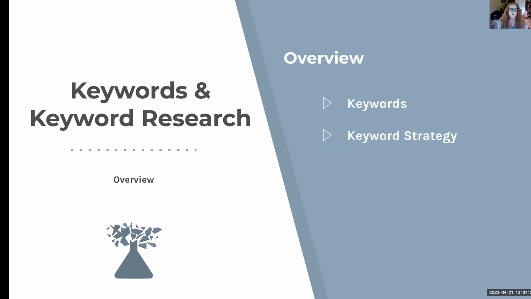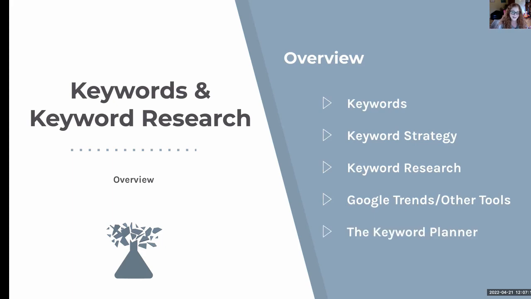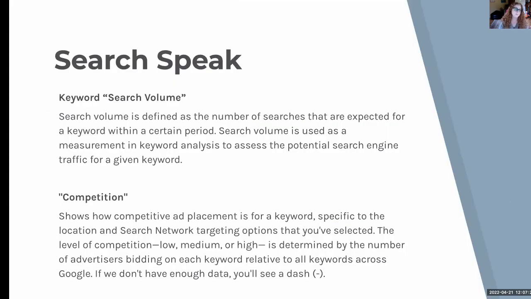have accomplished. Our full overview is that we're going to talk about keywords, keyword strategy, keyword research, Google Trends and other tools, and the Google Keyword Planner. Now, Google Trends and the Google Keyword Planner are the things we actually use to test the keywords we pick.